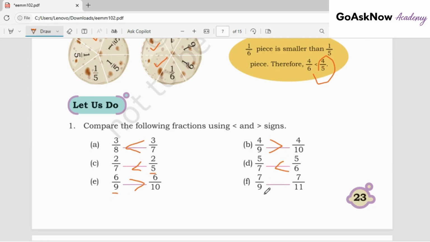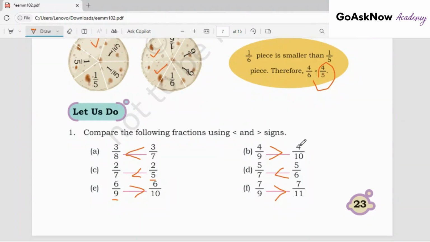Putting 7 by 9 and 7 by 11. Here 9 is the smaller one. We are putting the greater than symbol here. Where the numerator is equal, then the denominator that is smaller, that is the greater one. Okay.